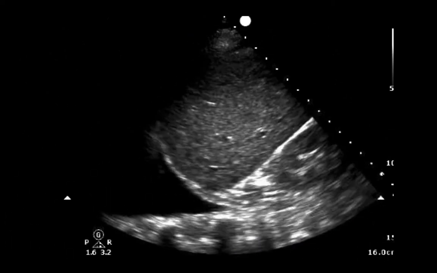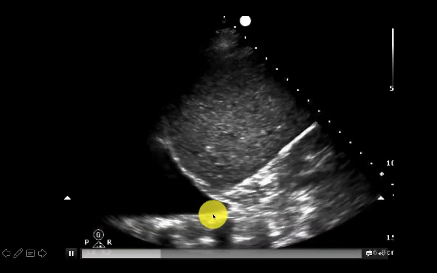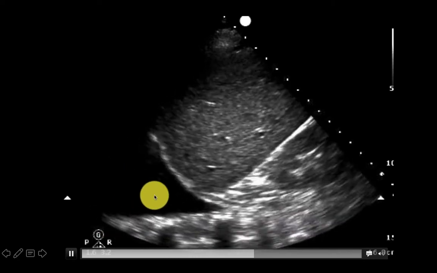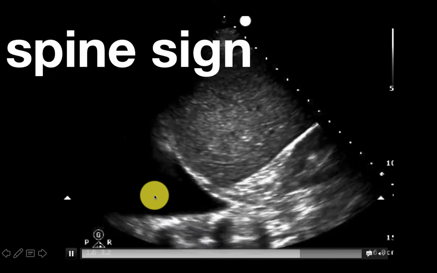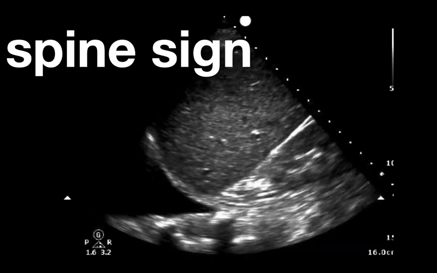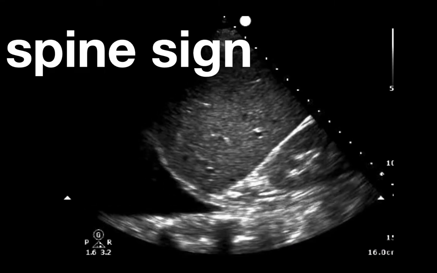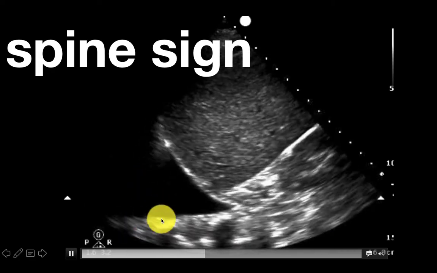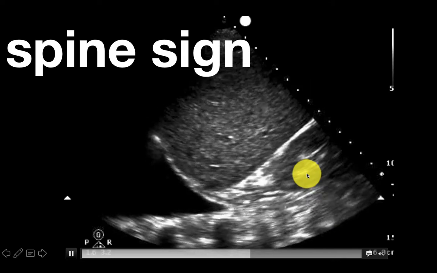Here's a case contrary to that, where you're seeing the spine on the opposite side of the diaphragm and this anechoic collection just above it. This is actually a pleural effusion, and we call this the spine sign because what's happening is the ultrasound waves love going through the fluid of the lung here, and they now give you a reflection of the spine on the opposite side of the diaphragm.